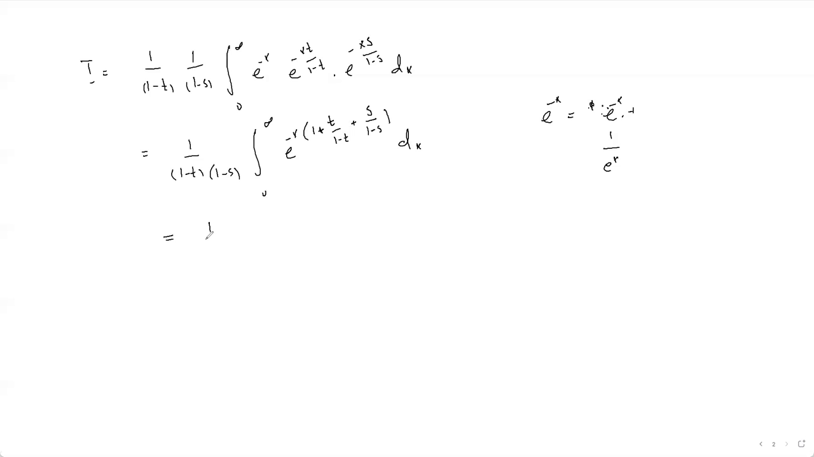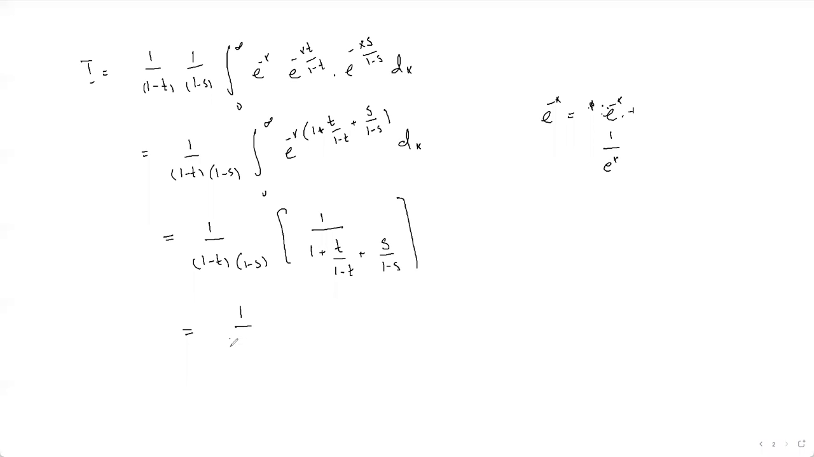So what could be the value of this integral? The value of this integral will be now equal to 1 divided by 1 minus t into 1 minus s, then I will write down this as 1 divided by 1 plus t by 1 minus t plus s divided by 1 minus s. This will be the value of this particular integral. Okay, so now let's try to further simplify it.